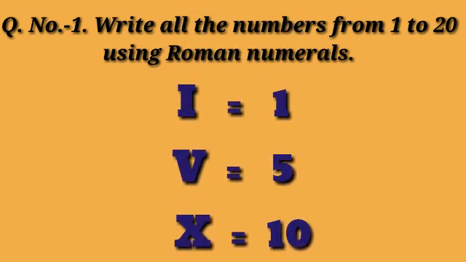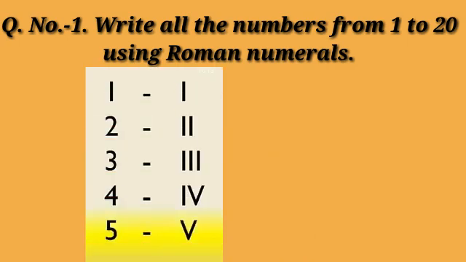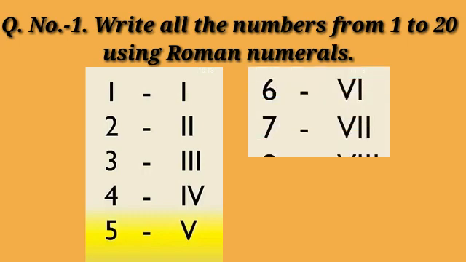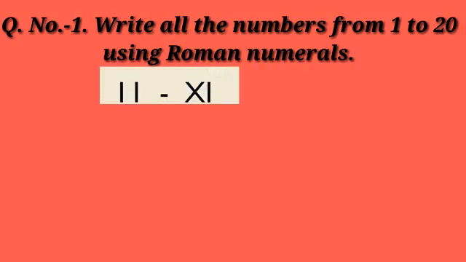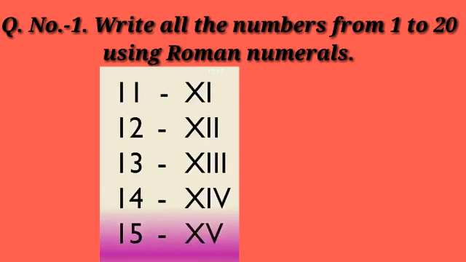As we know, I means 1, V means 5 and X means 10. So here I have already written all the numbers. You will observe them very carefully. Now we can also write it properly because we have practiced a lot in our previous lecture. So these are the numbers from 1 to 10 written in Roman numerals. If you want, you can make a screenshot.